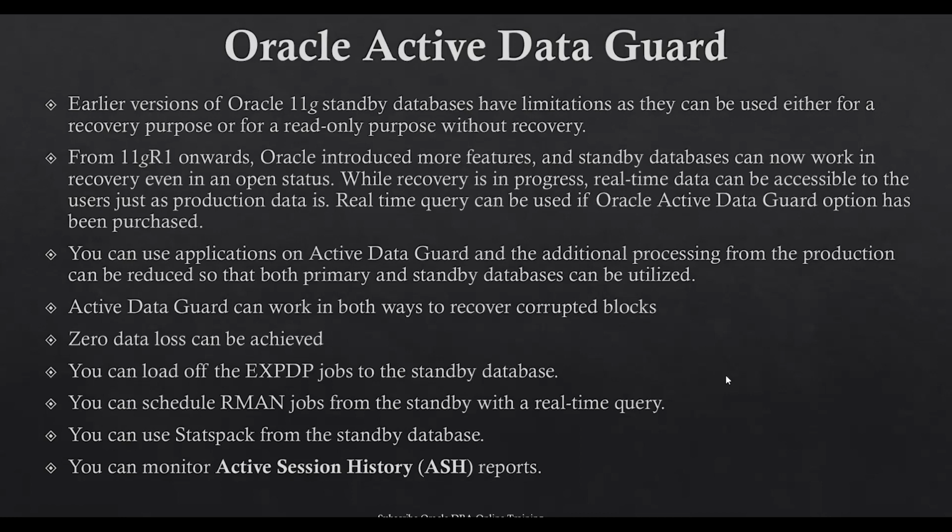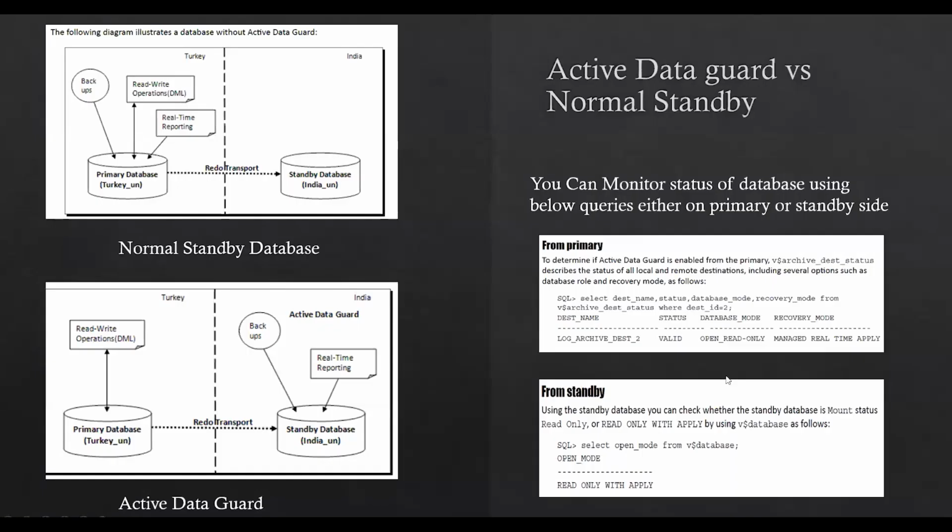So let's move to the next segment. We have Active Data Guard versus normal standby database, what you can do and how it looks when using Active Data Guard and a normal database. We have this first diagram which is showing a normal standby database. Here you can see that we have the primary database and the standby database.